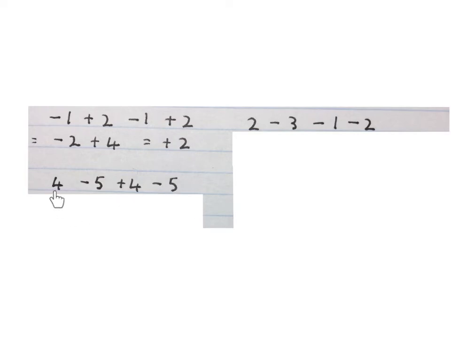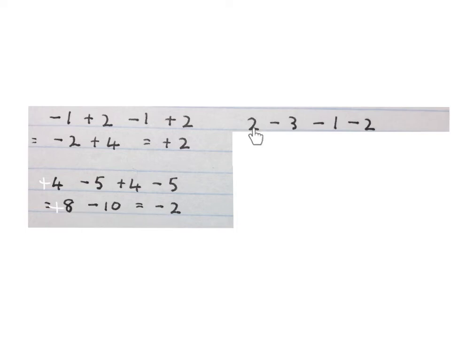Again, we have a 4. If there is nothing in front of the 4, there is a plus in front of it. Plus 4 is plus 8. Minus 5 and minus 5 is minus 10. Plus 8 minus 10 is minus 2.